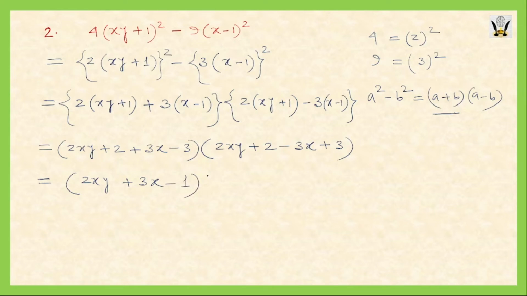So this is our first factor, and then the second factor, again xy and x, these two are unlike terms, so we have to write them as they are in this factor. So 2xy minus 3x, then we have plus 2 and plus 3, so we will simplify them, so it will be plus 5. Now this is the simplified factorized form of this algebraic expression, because we cannot simplify further.